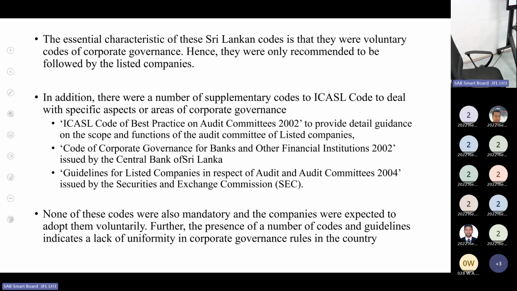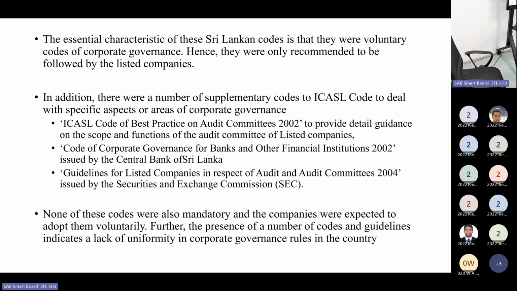Further, the presence of a number of rules and guidelines indicates a lack of uniformity in corporate governance rules in the country. These codes were not always in line with each other, so they were sometimes conflicting. So there were issues like this.